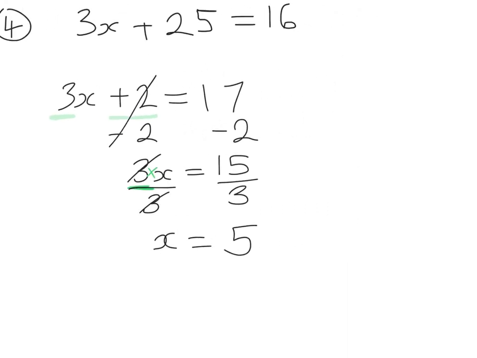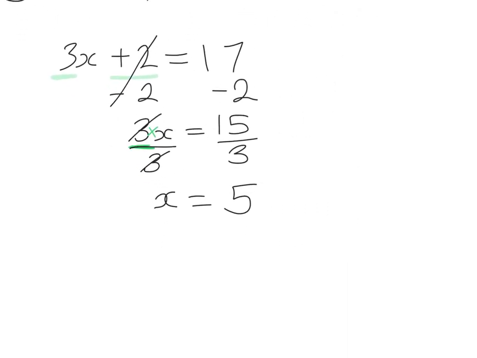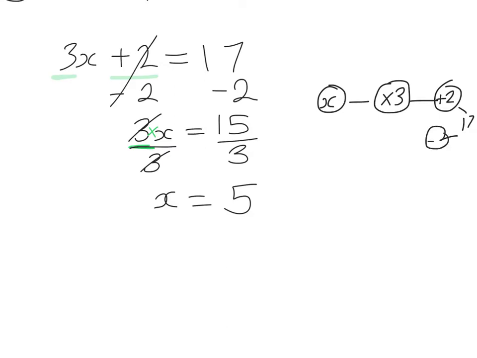Okay. If you prefer a function machine method, that would look like this. X is your unknown. 3x means multiply x by 3. Then I've got plus 2, gives me 17. The inverse of plus 2, subtract 2. Inverse of times 3, divide by 3. 17 subtract 2, 15 divided by 3, 5. So you get the same answer either method.